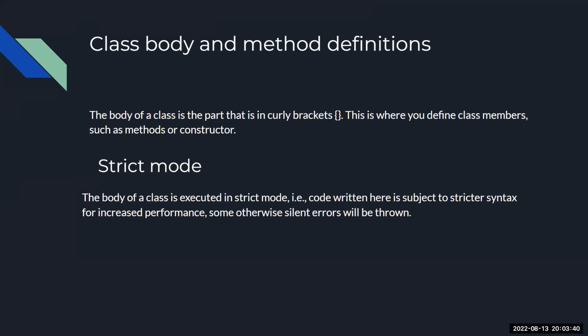And then there's also strict mode. This is where the body of a class is executed in strict mode. For example, code written here is subject to stricter syntax for increased performance. Some otherwise silent errors will be thrown. And then there's also the constructor method, a special method for creating and initializing an object created with a class. And within that are also static initialization blocks as well.